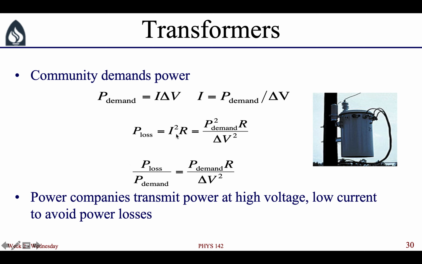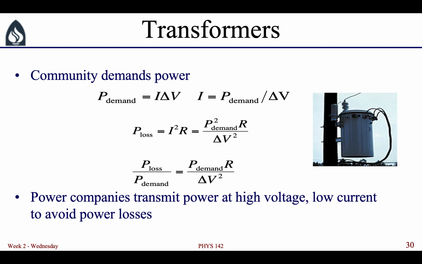So if we divide both sides of this expression by P demand, we see that the ratio of the loss over the demand is equal to the power that's demanded times the resistance, divided by delta V squared. So if we make the voltage that we're transmitting power with very high, we will have more efficient transmission and we will have lower losses. However, high voltage is dangerous.